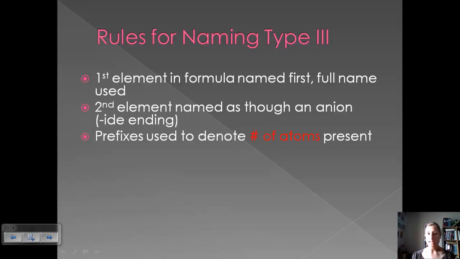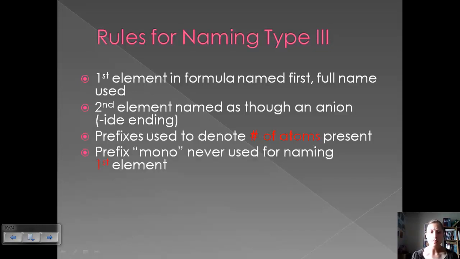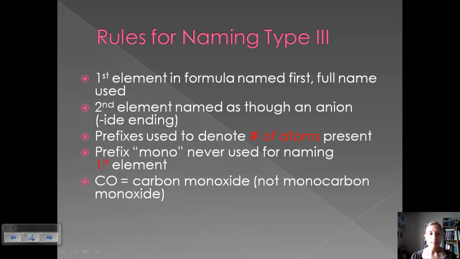denote the quantity. Now think back to type 2 with transition metals. We used Roman numerals to indicate charge. Here we're using prefixes to indicate quantity. Try to keep those straight, because that's going to really help. The only change here is that the prefix mono is never used for naming the first element. So if there's only one of the first element, we just give the element name. We don't use the prefix mono. Otherwise, it's used in all other places.